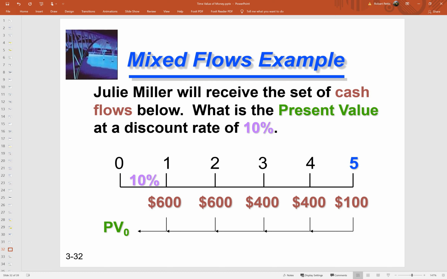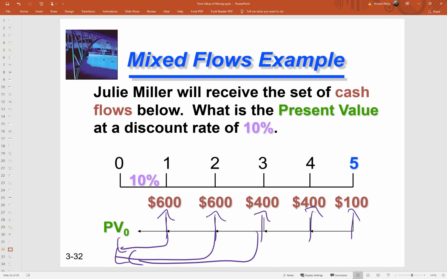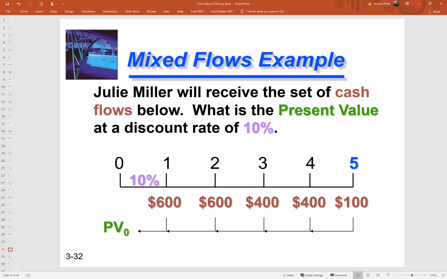Now this example is interesting because we have different amounts in different periods. So how do we deal with that? Well, we could deal with it in a couple of ways. First of all, we could just discount all these values back, just like we always do, right? Or we could use that annuity formula and just say, well, there's an annuity of $100 for 5 periods, and then just plug that in.